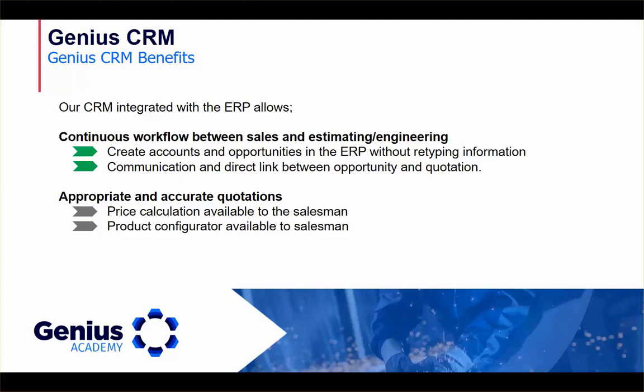Second, the communication is way better between opportunity and quotation, and there's a direct link between those two. When we create opportunities from the CRM into Genius, there will be a direct link between those two documents, and there will be features allowing estimating or sales to share information between those documents. We're going to see in the application how it behaves. First, how to create accounts and opportunities in the ERP from the CRM.